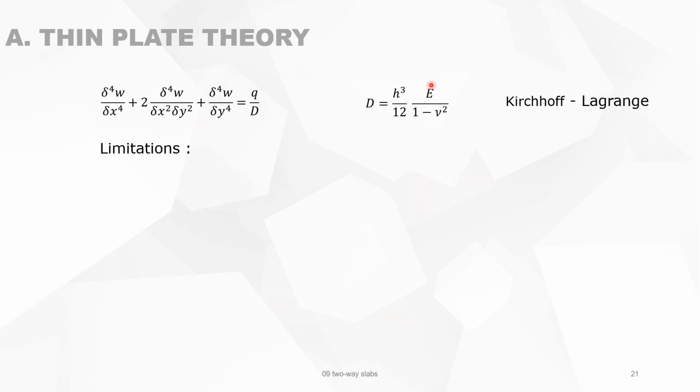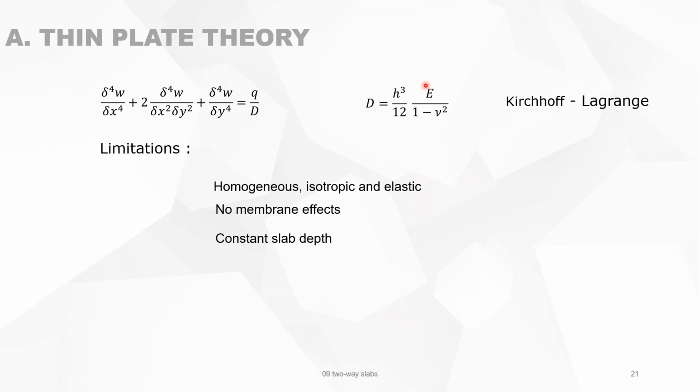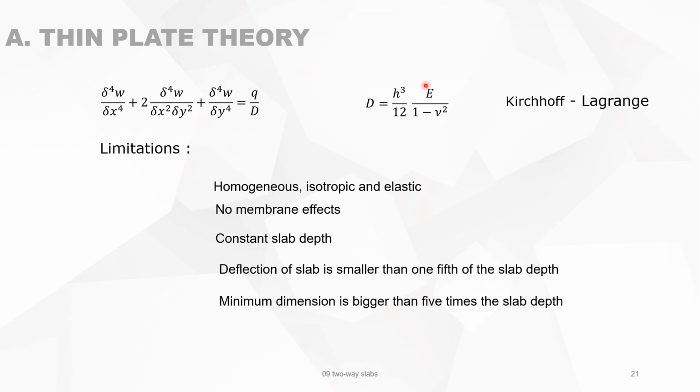This equation has its limitations. It is only valid for a homogeneous, isotropic, and elastic material. There are no membrane effects. The slab depth is constant, and the deflection of the slab is smaller than 1/5 of the slab depth. And the minimum dimension is bigger than 5 times the slab depth, and it is only loaded in the two main directions.